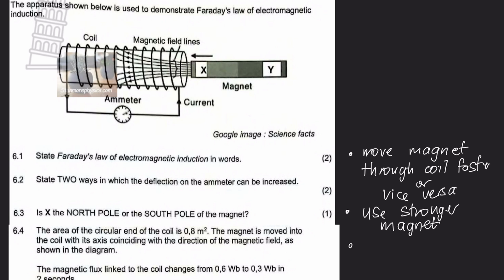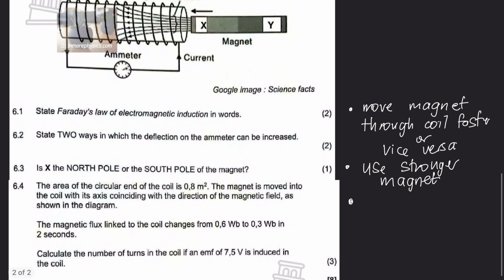And the last one is if you have more loops. If you have more loops in the coil, or they call it turns, loops doesn't really matter. More loops or turns in the coil.